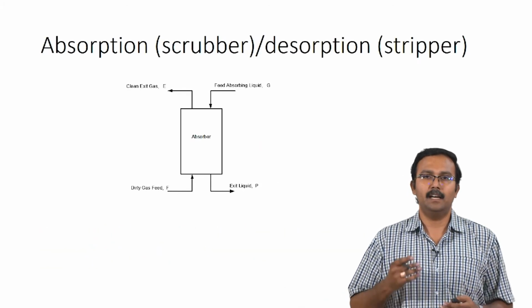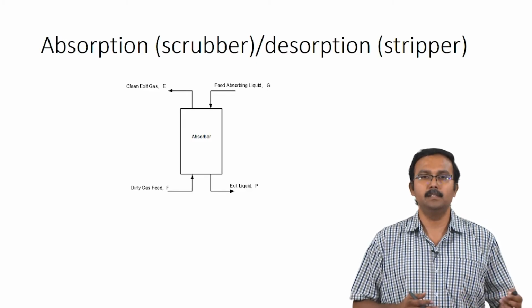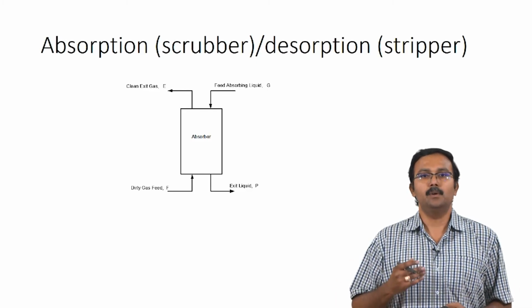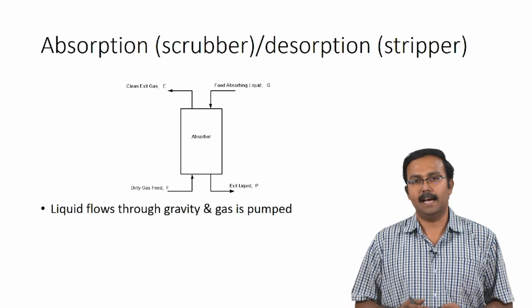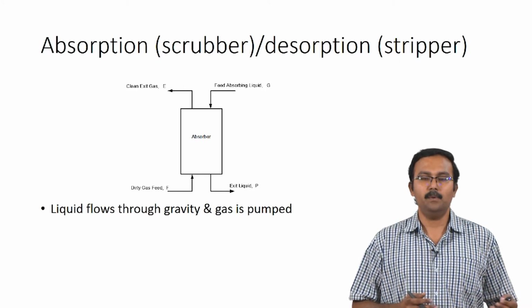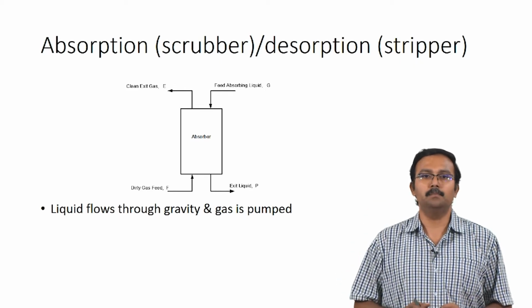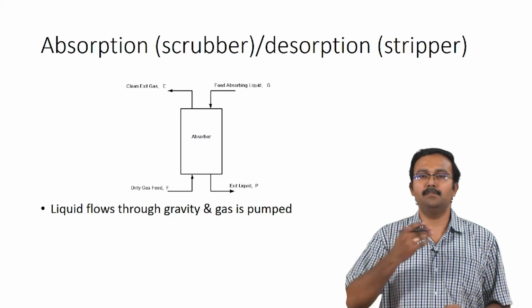You also have an absorption or a desorption system which looks very similar to the extraction process which we looked at. In this case the difference is there is a liquid and a gas instead of two liquids or a liquid and a solid. You have the liquid which flows from the top to the bottom because of gravity, and gas is pumped from the bottom and leaves through the top.